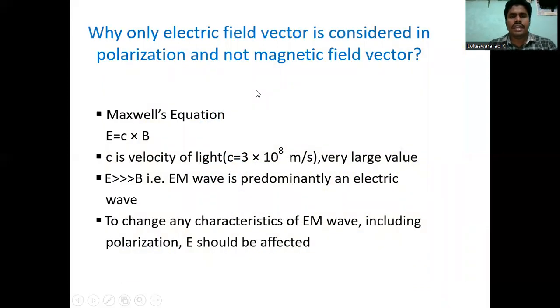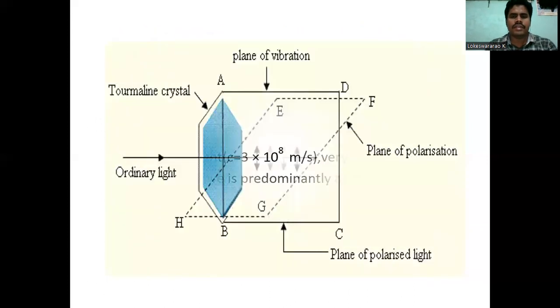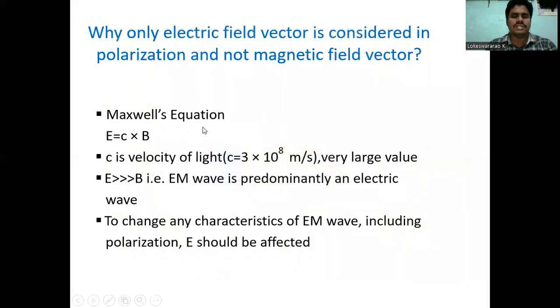Why only electric field vector is considered in the polarization and not magnetic field vector? మనం ఆల్రెడీ స్టార్టింగ్ లో చెప్పుకున్నాం, ordinary light is an electromagnetic wave. కానీ ప్రతిసారి మనం ఇక్కడ only electric vector orientations మాత్రమే తీసుకున్నాం. ఎందుకు అలా తీసుకుంటున్నాం అంటే according to Maxwell's equation E equal to C into B.